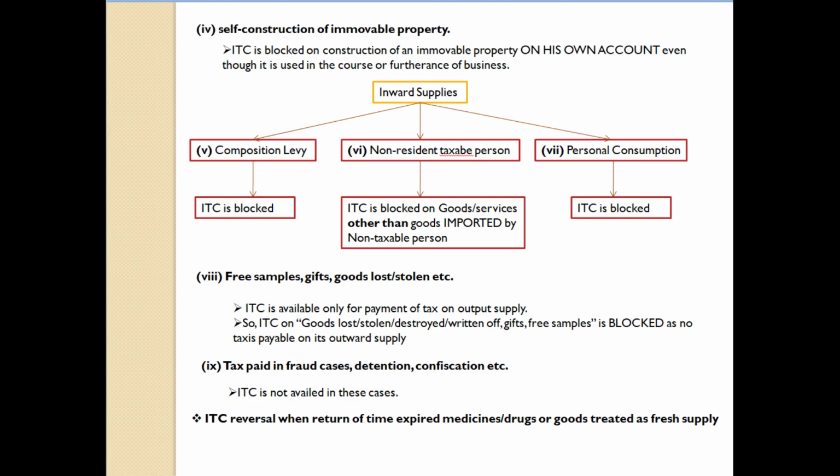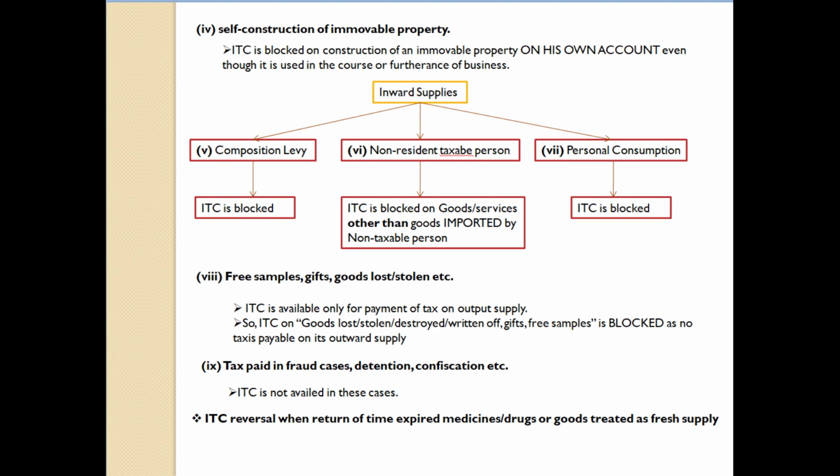And next, the eighth one is that ITC is only available for payment of tax on output supply. If no tax is payable on output supply, ITC is not eligible. Hence ITC on gifts, free samples, lost or stolen goods or destroyed goods is not available, as such goods cannot be used for making a taxable supply. And the last one is that ITC is blocked on the detention of goods or conveyance in transit, etc.